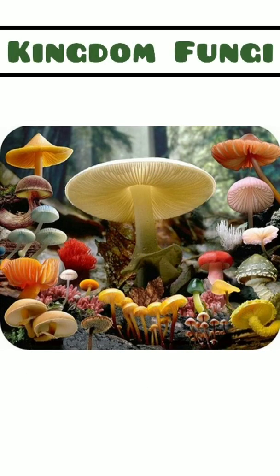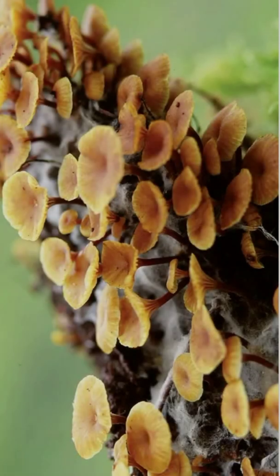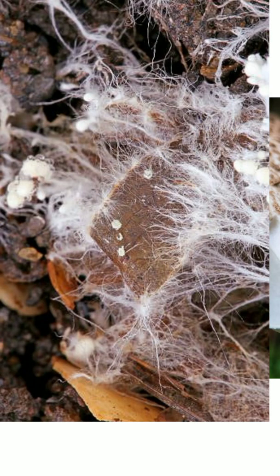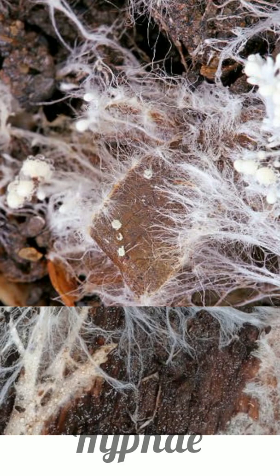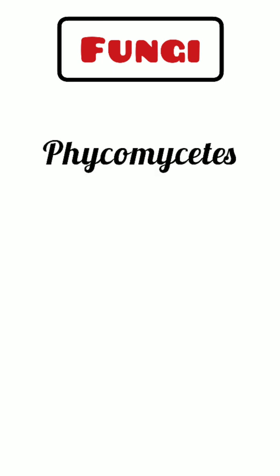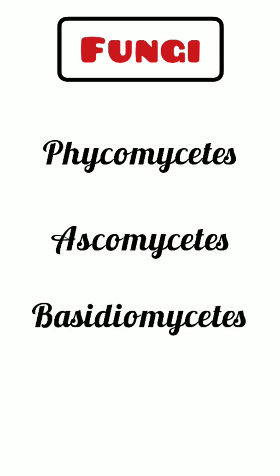Kingdom Fungi. Fungi are heterotrophic. They are cosmopolitan. They are commonly multicellular filamentous. Their body consists of long, slender, thread-like structures called hyphae. The network of hyphae is known as mycelium. Fungi are divided into 4 classes. They are Phycomycetes, Ascomycetes, Basidiomycetes, Deuteromycetes.